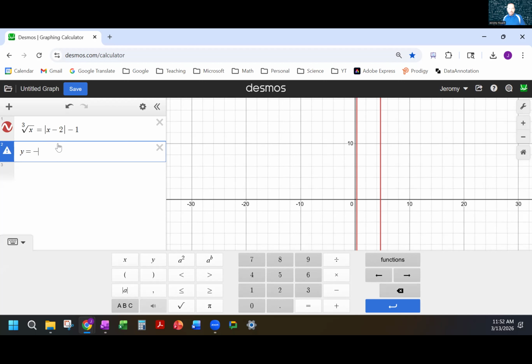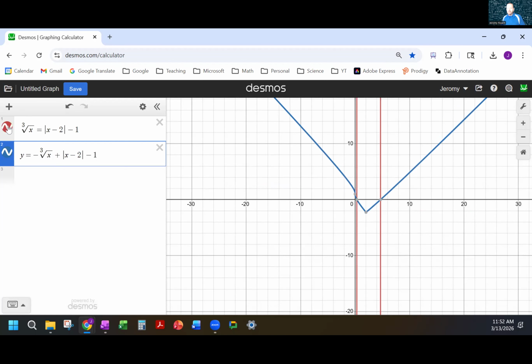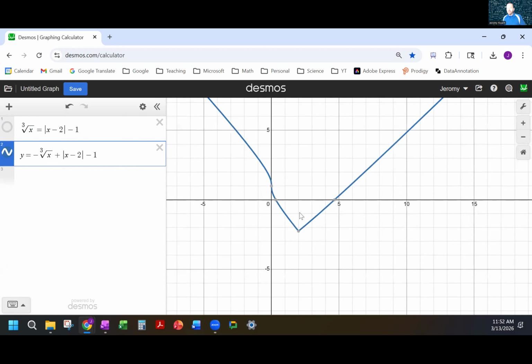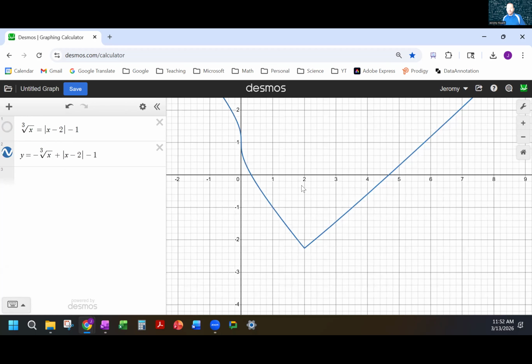So we get negative cube root of x plus absolute value of x minus 2 minus 1. Now we're going to get rid of this red graph. We don't need that at all because that wasn't even what we wanted to find. This is our graph. And it tells us on the original problem, it says one of the solutions is x is about equal to 0.3. Let's see if that's true.